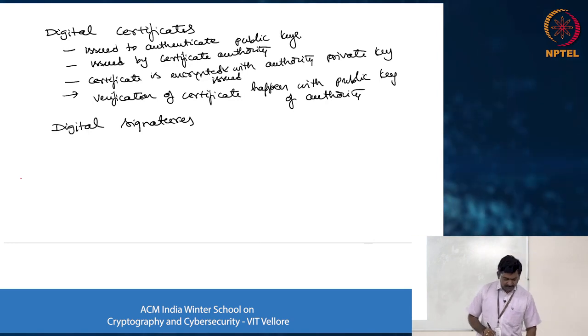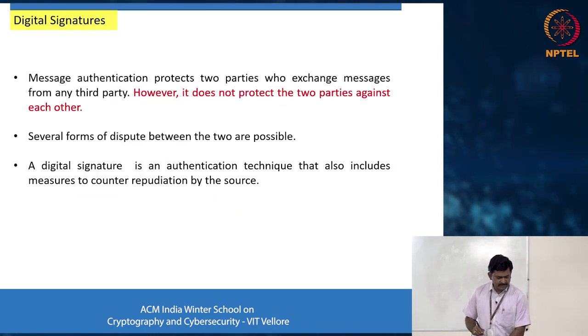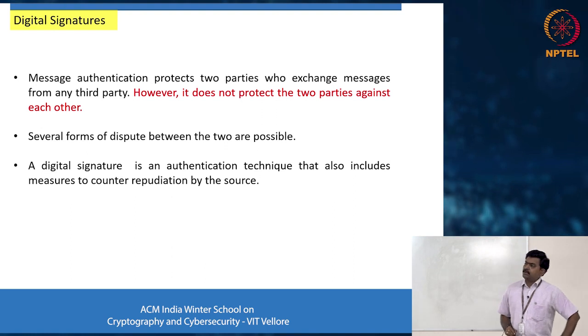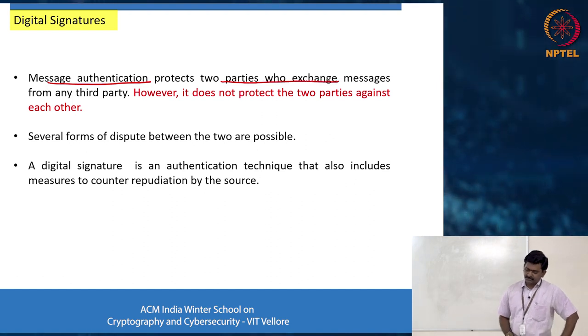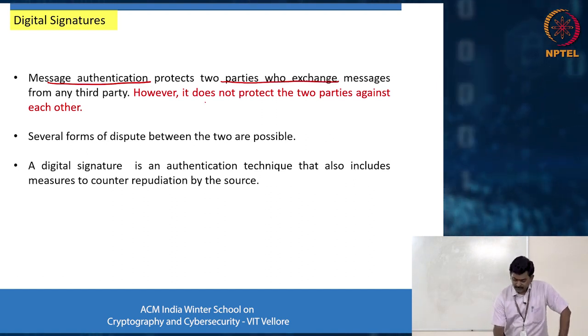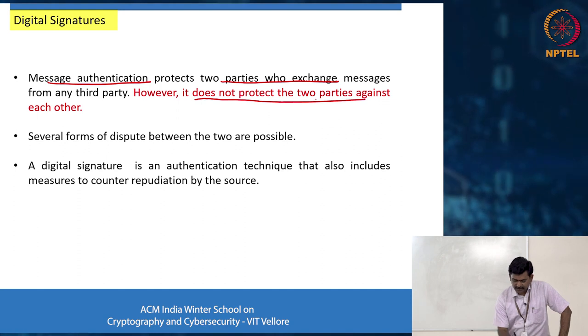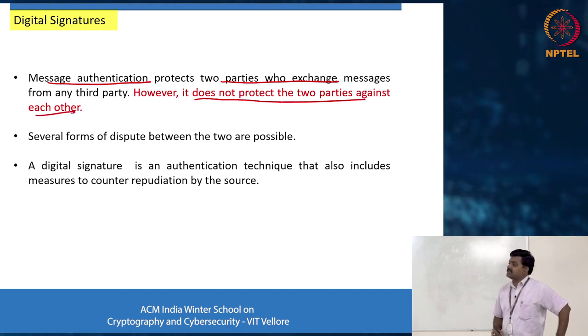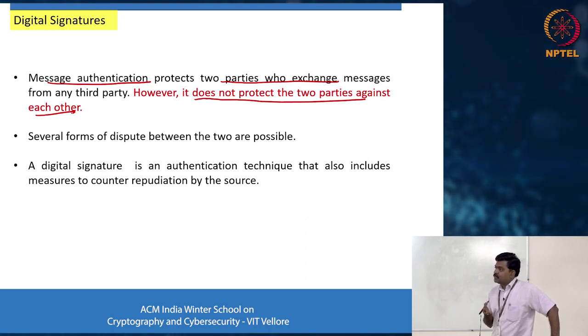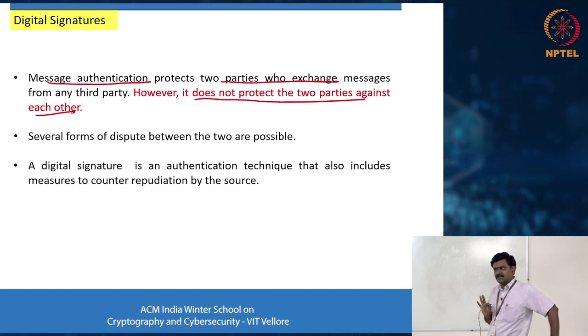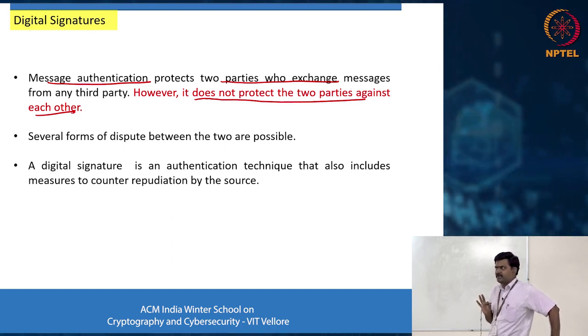Okay. So the purpose of digital signatures, if you notice, is this: generally message authentication protects two parties who exchange messages. However, it does not protect the two parties against each other. What is meant by that? So far, when Alice and Bob are interacting, there is someone called Eve who is either listening to the conversation or tampering with the conversation, right? That's what we were assuming.